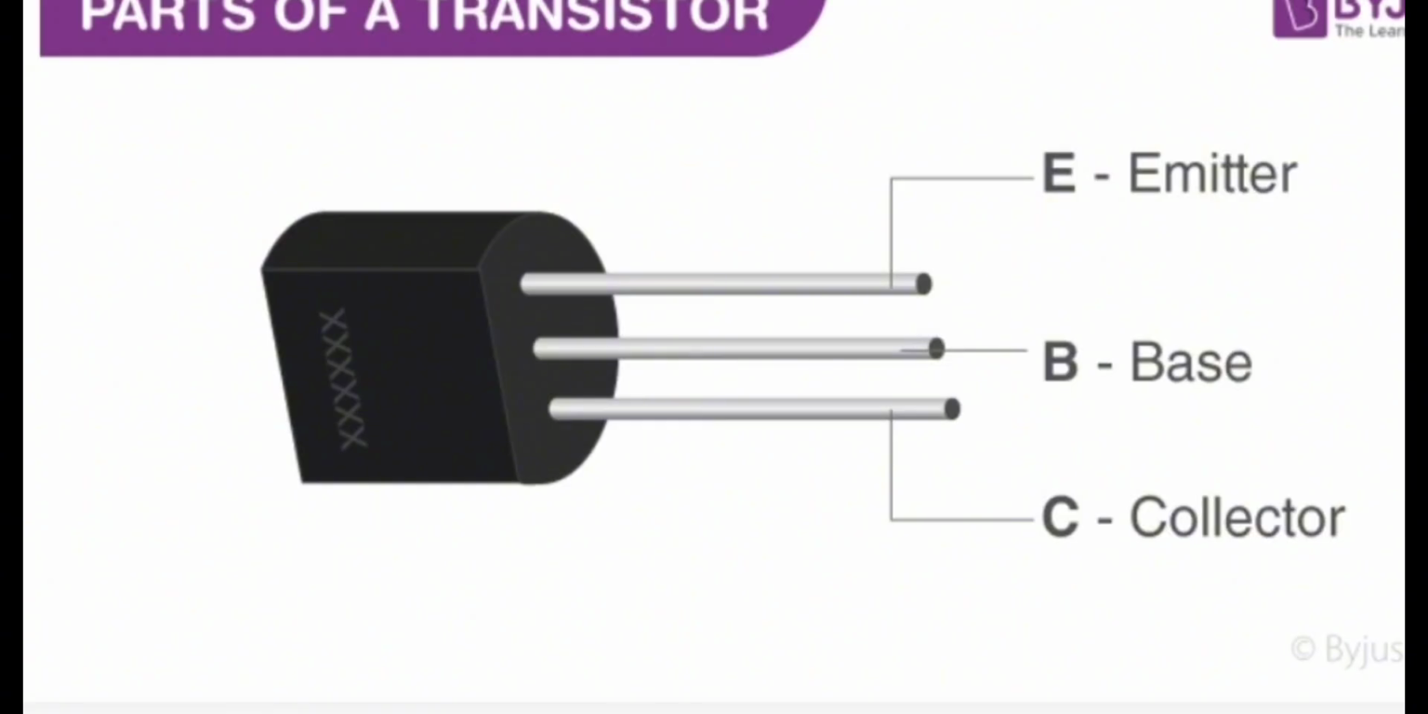A transistor is a semiconductor device used to control the flow of electrical current in a circuit. It is primarily used for amplification and switching. The transistor consists of 3 layers of semiconductor material, forming 3 terminals: the base, the emitter, and the collector.